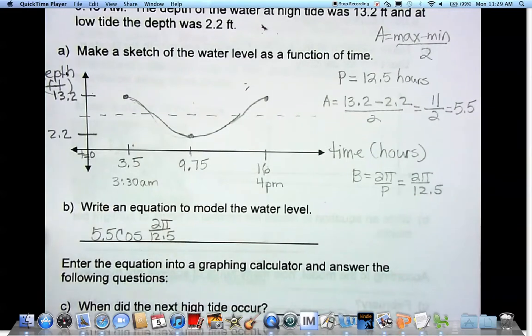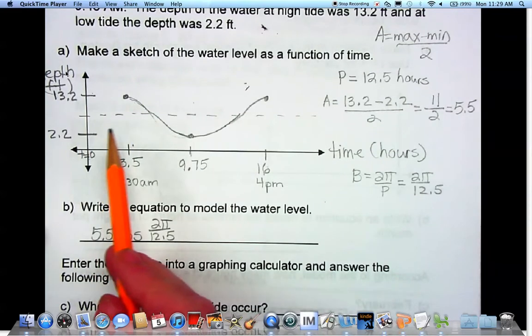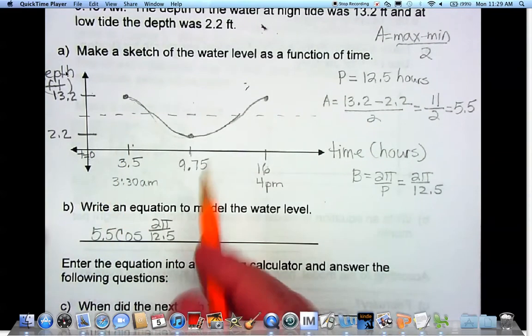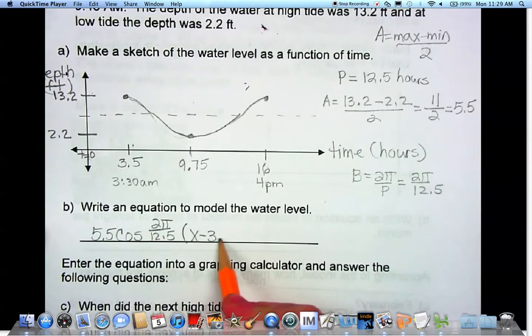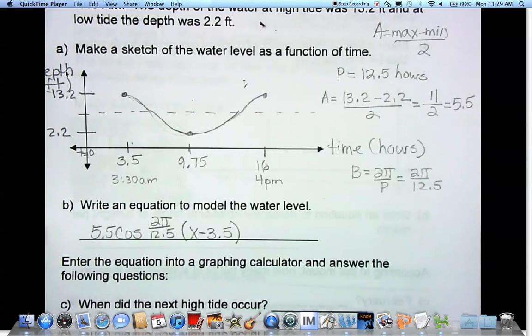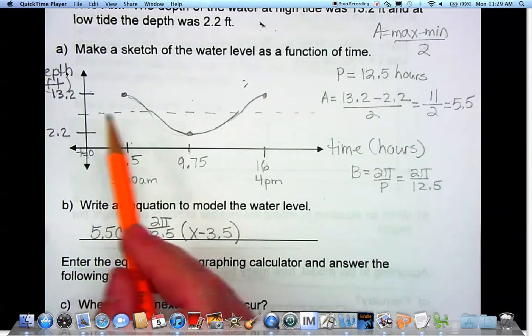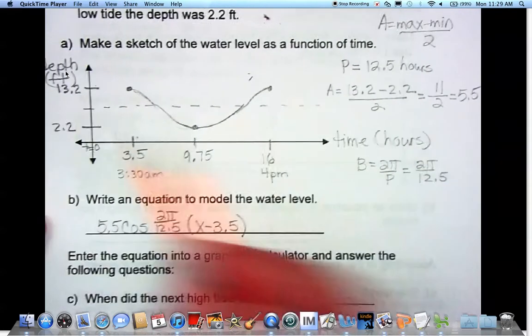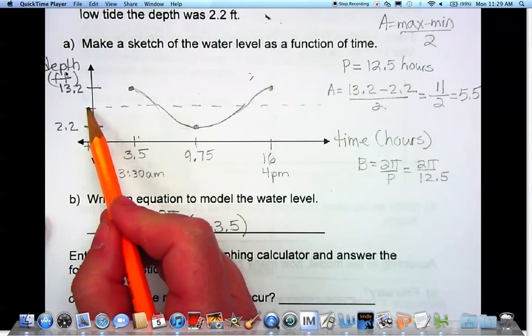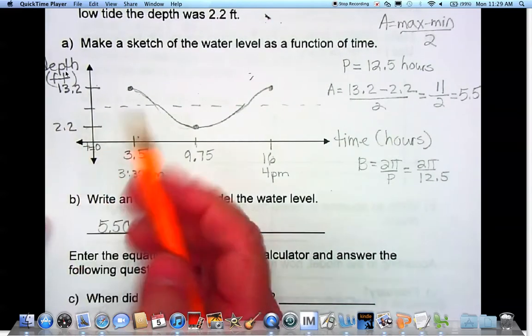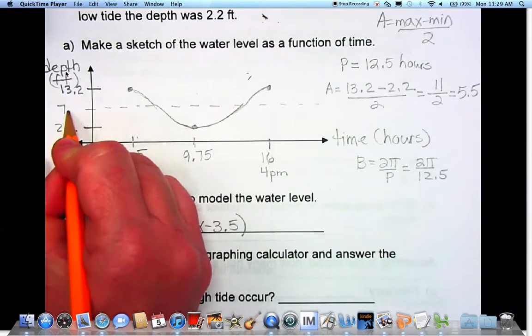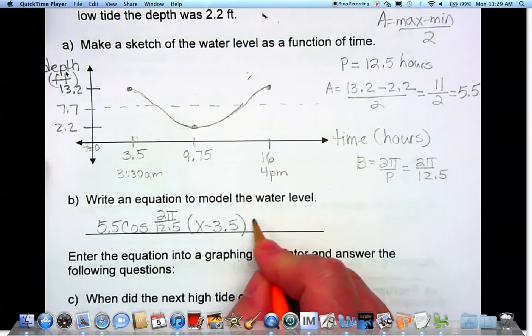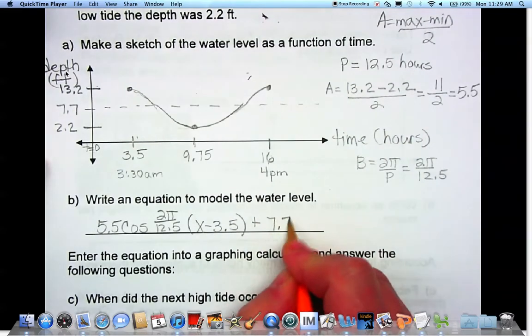Okay, now it doesn't start at the origin. It starts where? X minus 3.5. Good. Then it goes right, so we have x minus 3.5. Now we have to find this middle part, this K. Plus 5.5. You know the amplitude from here to here is 5.5, so we add 2.2. That's 7.7.